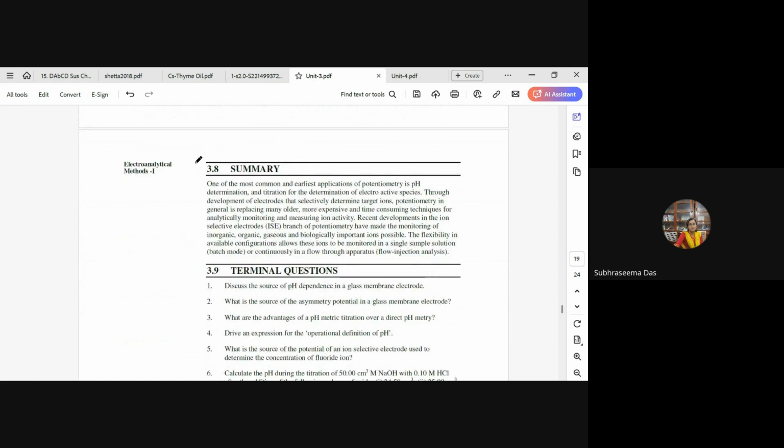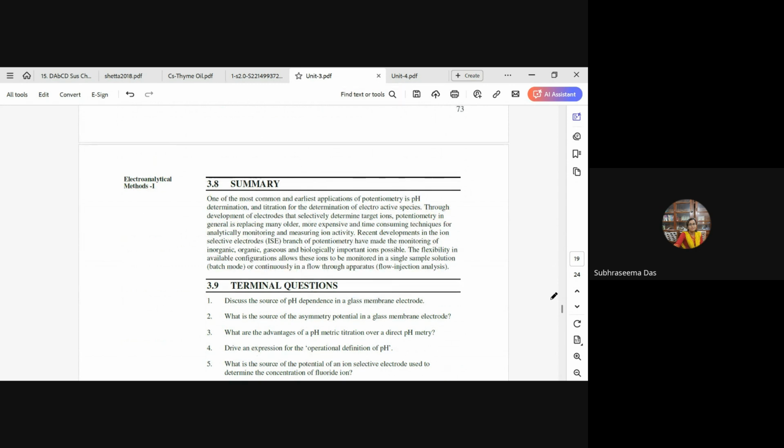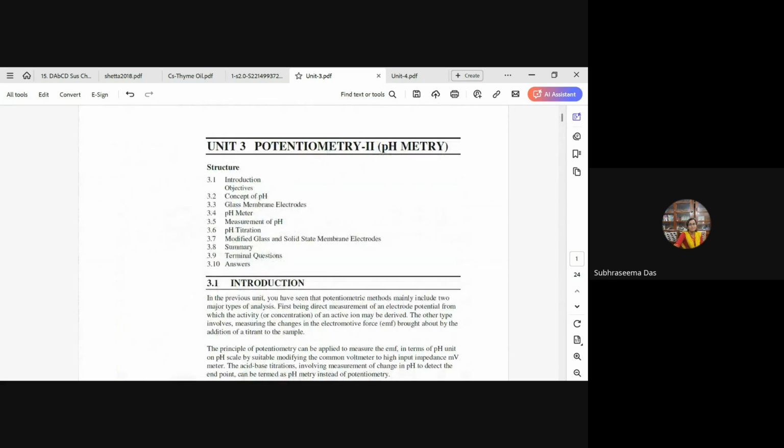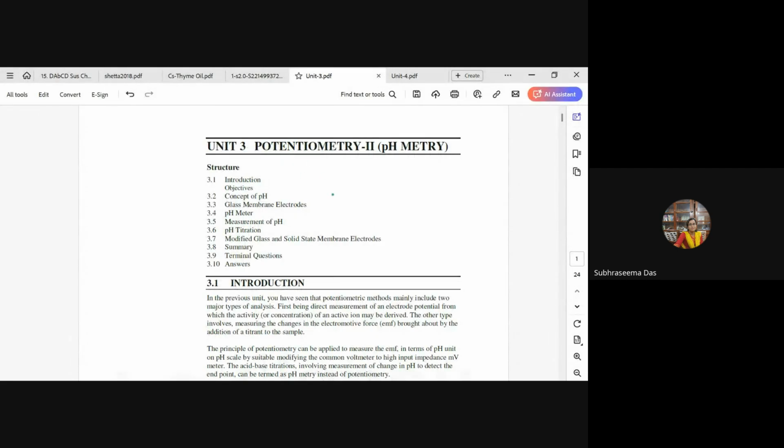So, in summary, we discussed pH metry, the development of electrodes, the development of ion selective electrodes, and also the various applications of ion selective electrodes. With this, we finish the chapter on the first unit of today's class, that is pH metry.